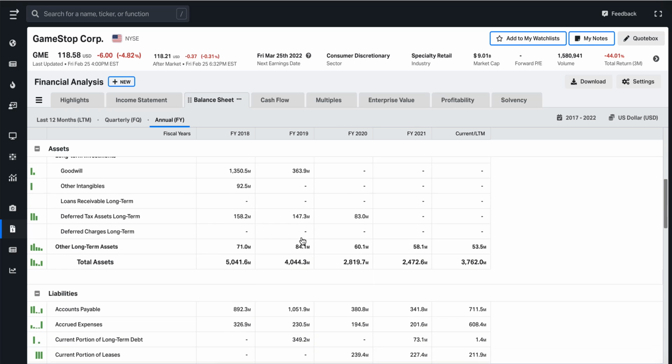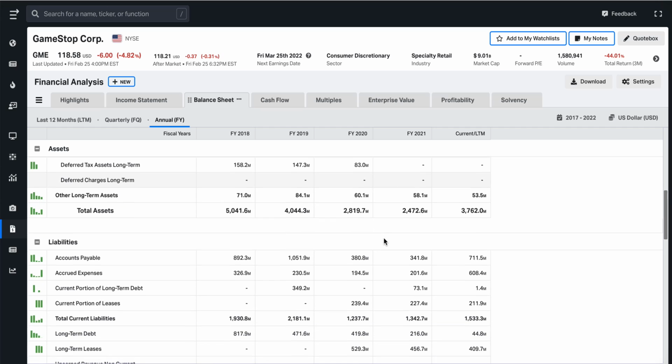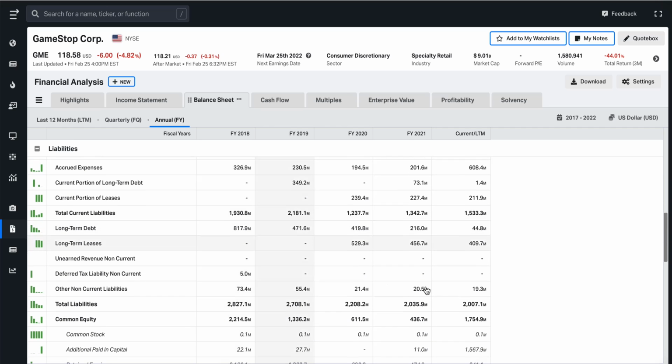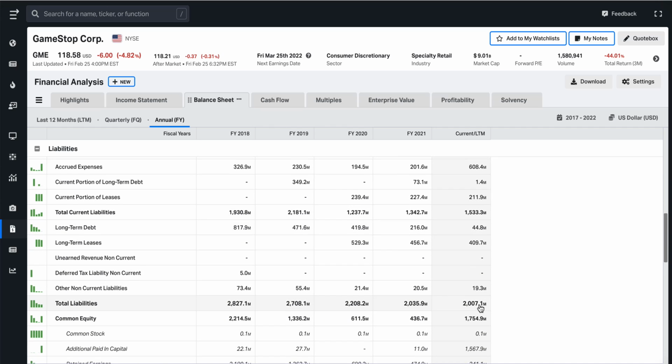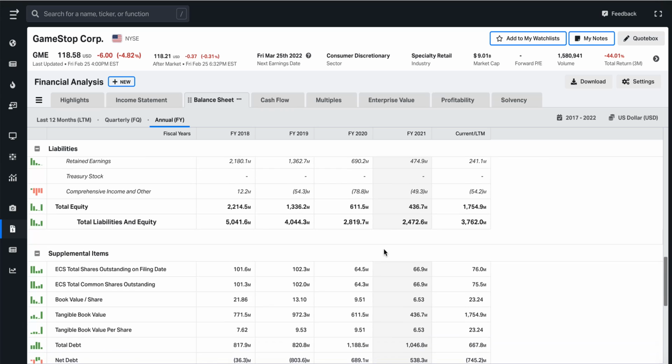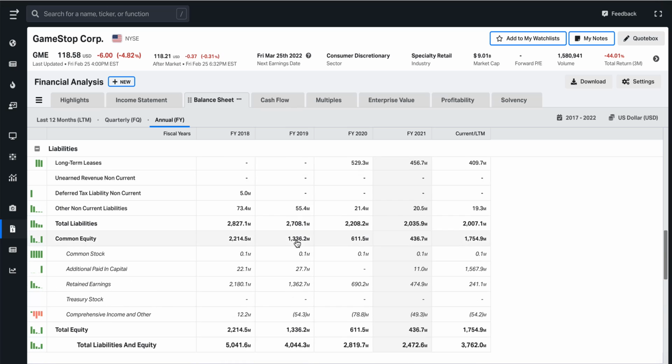The balance sheet features two very important things here. The total liabilities of the company are sitting at $2 billion. They are down from what they used to be, which is obviously a good sign. But the total equity of the company is actually $1.7 billion from $2.2 billion. So the total equity is also going down.